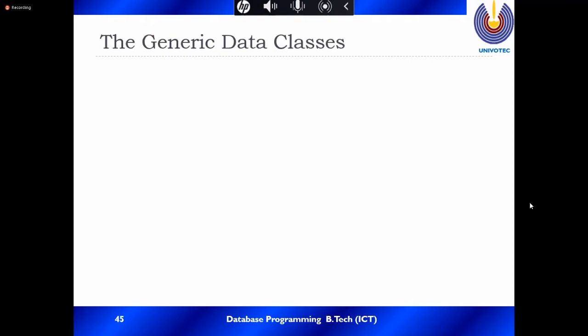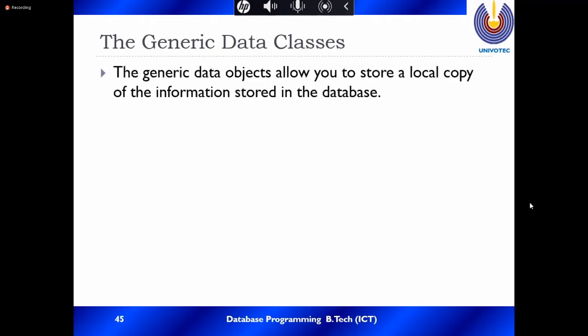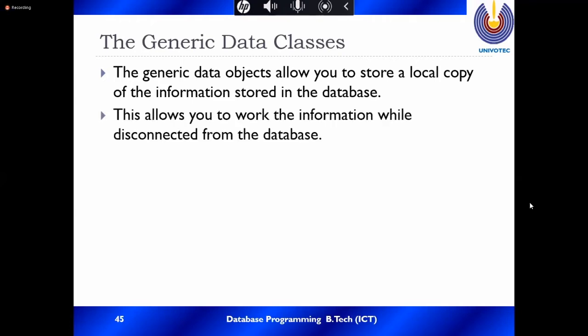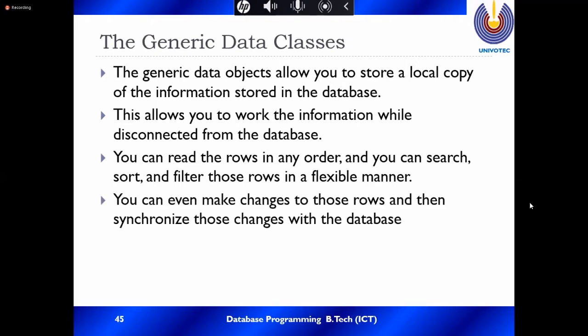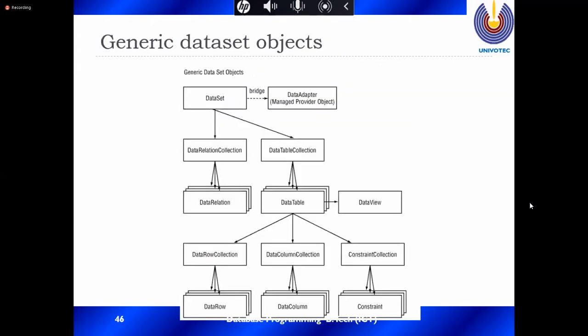Now generic classes. The generic data object allows you to store a local copy of the information stored in the database. This allows you to work with information while disconnected from the database also. You can read a row, okay. You can read the rows in any order and you can search in a flexible manner. Even though you can make changes to those rows, then synchronize the changes with the database also.